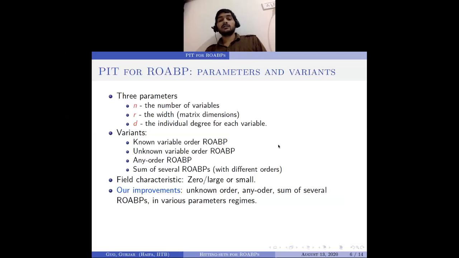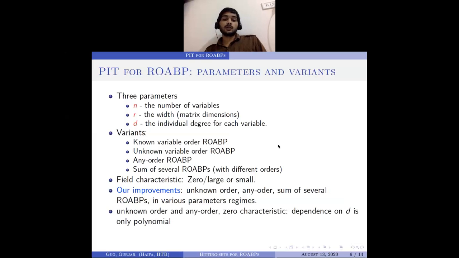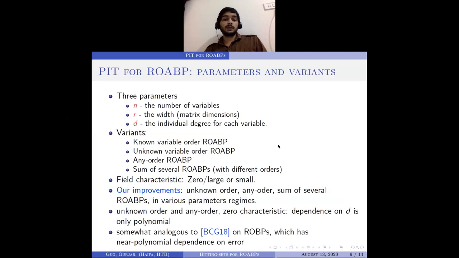So what are our results? What we do is, for some of these variants, so for unknown order, for any order, for sums of several ROVPs, and in various parameter regimes, we gave improved hitting sets. We gave better size hitting sets. In particular, in unknown order and any order, and with zero characteristic, our dependence on degree D is only polynomial as opposed to other results which have quasi-polynomial dependence on degree D. Just to be clear, dependence on other parameters is still quasi-polynomial, just that on D it's polynomial.